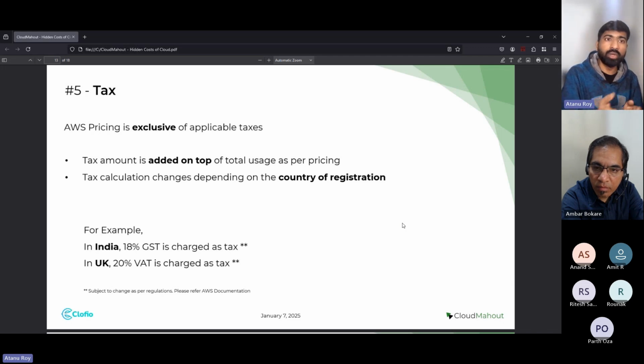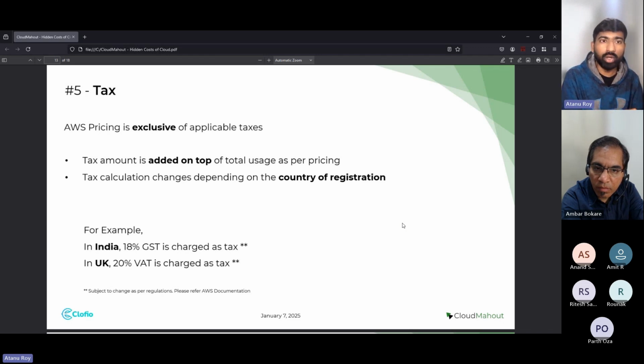If you move to other countries, for example in the UK, it is 20% VAT. In other European countries it varies between 17 and 20%. In the US there are different tax slabs for each of the states. So based on the tax slab of the country you are registered in, you will be paying a flat extra for your tax. If you are an India-registered entity, you are going to pay an extra 18% on the entire money you spend on your cloud. So always factor in this money whenever you are planning your entire cloud infrastructure.